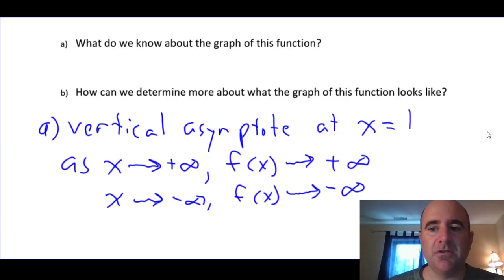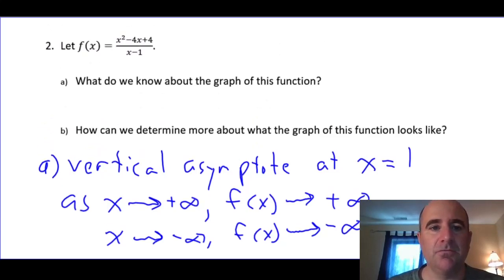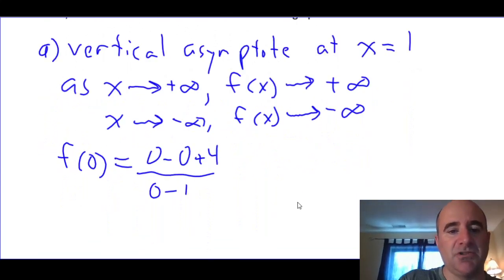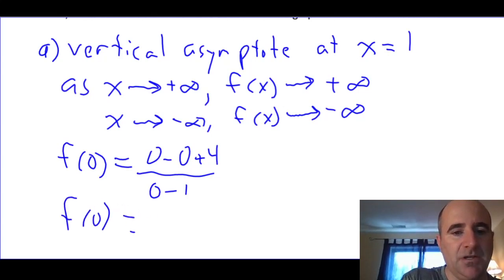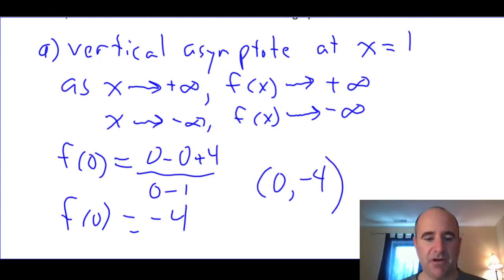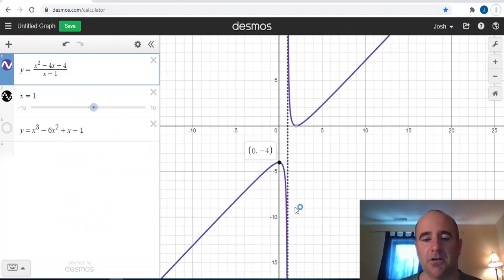Now there are a few other simple things that we can figure out. We could figure out the x and y intercepts. So at the y-intercept, we look at when x is equal to 0. Let's do that next. And if we do that, we get 0 minus 0 plus 4 divided by negative 1, or f of 0 equals negative 4. And so we have a y-intercept at (0, -4). Pull that graph up, we can see that too. So there it is again. You see the y-intercept at (0, -4).